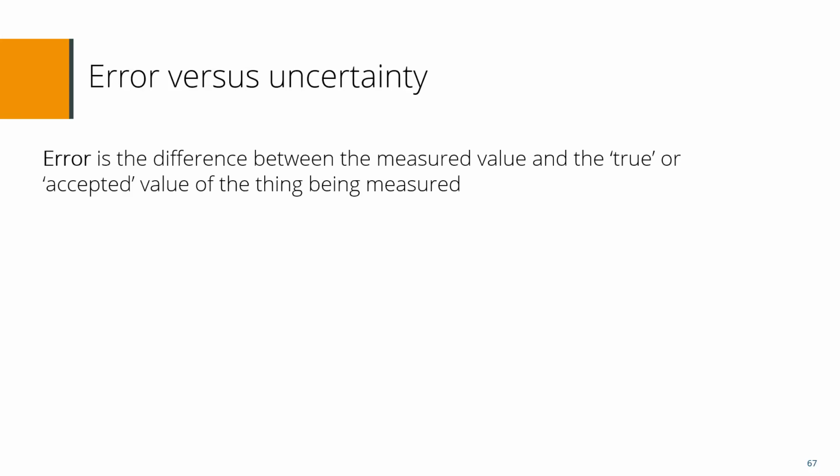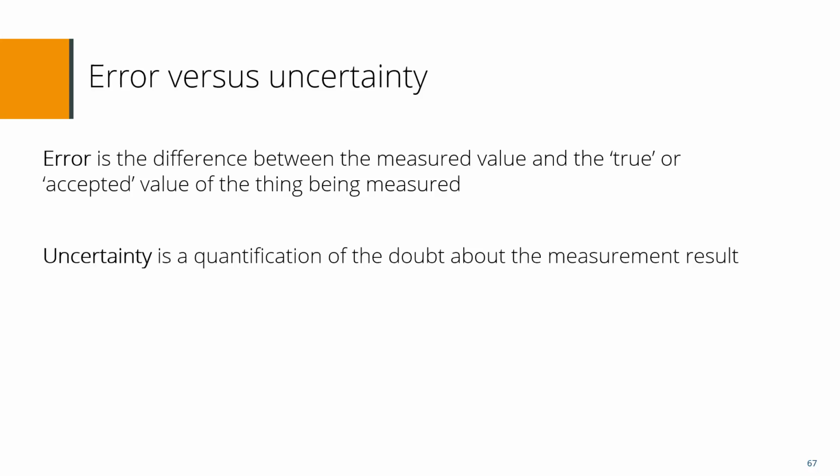And the other one that is often misunderstood is error and uncertainty. Error is the difference between the measured value and the true or accepted value of the thing being measured, whereas uncertainty is a quantification of the doubt about the measured result. So, for example, a 50 cubic centimetre grade B burette has an uncertainty of 0.05 for each measurement, giving you the total overall uncertainty of 0.10, because you take 2 measurements using a burette, okay?